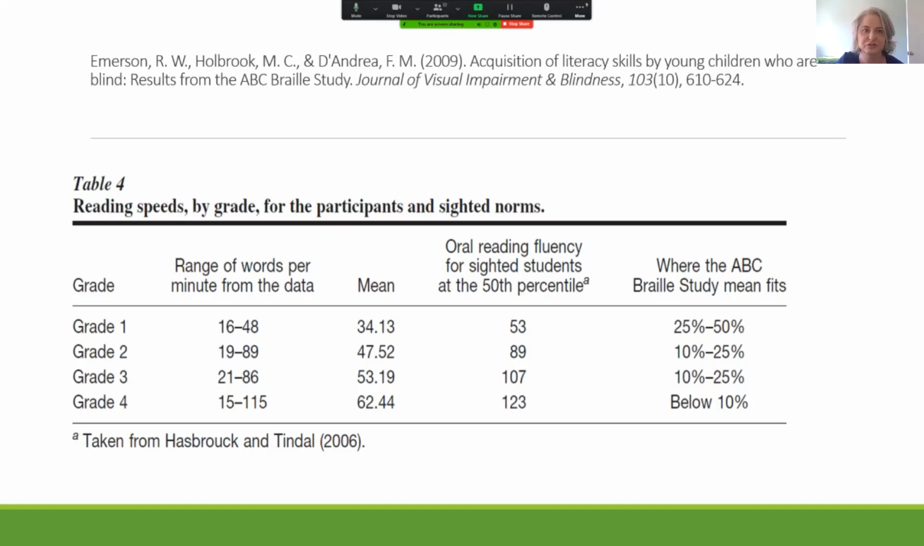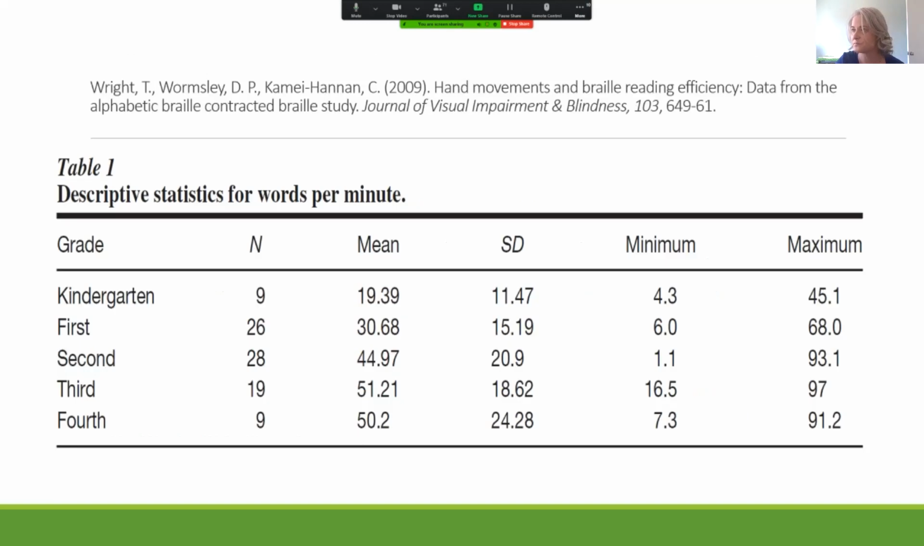And if anything, our students are just falling further behind, with reading speeds ranging from 15 to 115 words per minute, 62 words per minute being the average, and 123 words per minute being the average for a student at that 50th percentile. And our students were generally speaking performing below the 10th percentile. So this isn't where we want our students, right? I mean, they're not comparing very favorably on this measure of reading speed. Keeping in mind, reading speed is not all there is to it.